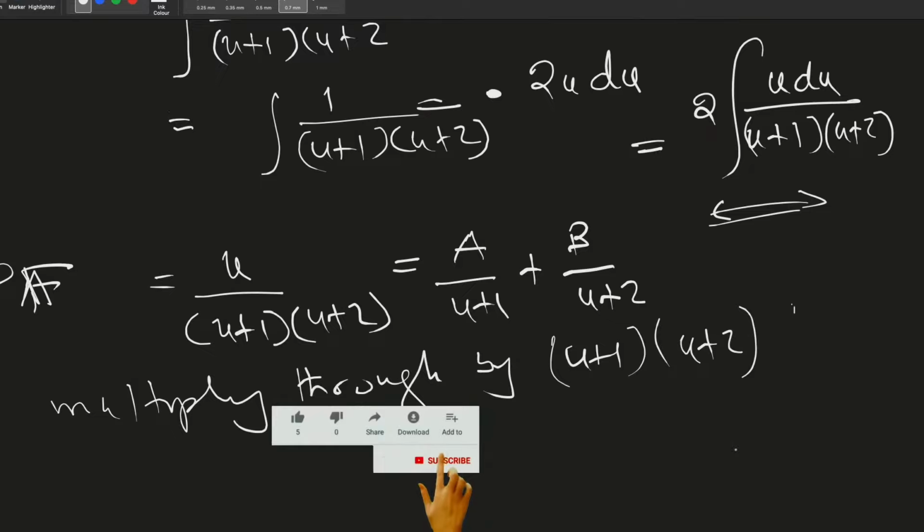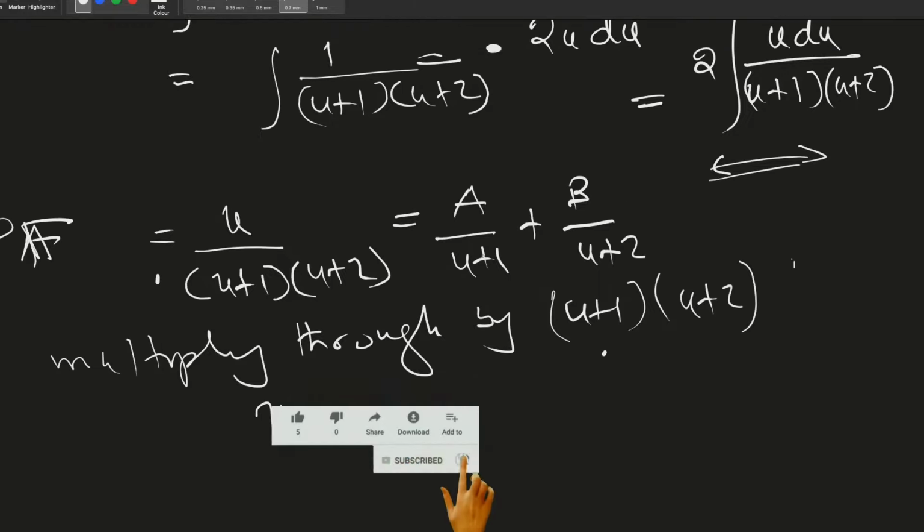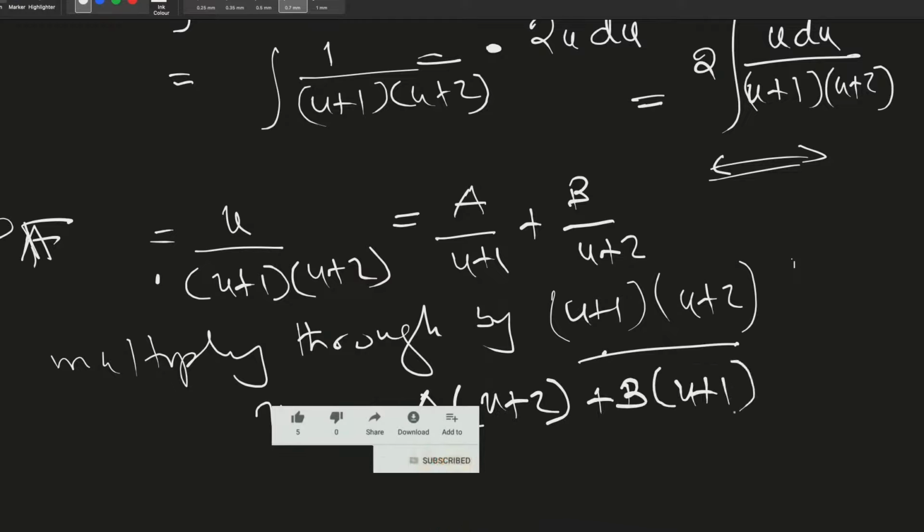So when we do that, this will cancel this, so we'll be left with u equal to, this is A over (u + 1), multiplying this, once again the u + 1 will cancel u + 1, so we're going to have A(u + 2). Consequently, this would be B(u + 1). So we have this equation. So we can solve this to be able to get the variables A and B from our expression.